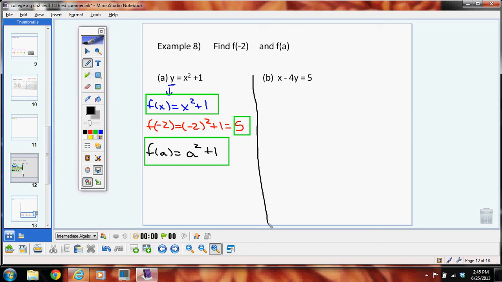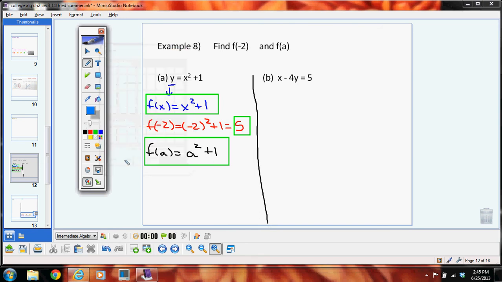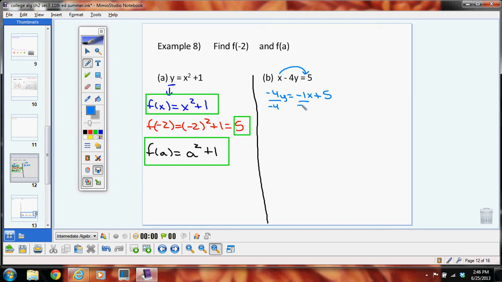Now part B is a little bit trickier because we have to get the y by itself first. So the first thing I'm going to do is move that x over, which will make it negative. So I have negative 4y equals negative 1x plus 5. I need to divide by negative 4 all the way across, and that gives me y equals, negative divided by negative is a positive 1/4 x, then a positive divided by a negative makes that a negative 5/4.